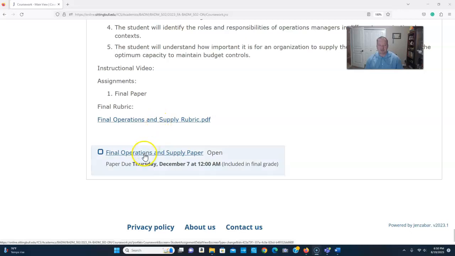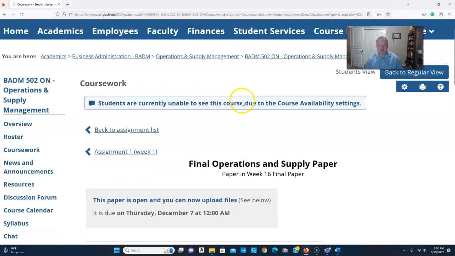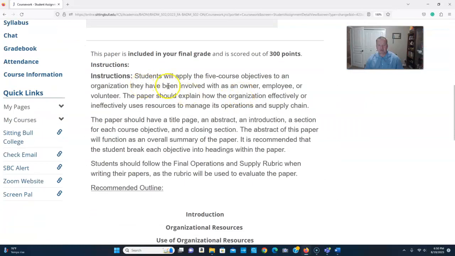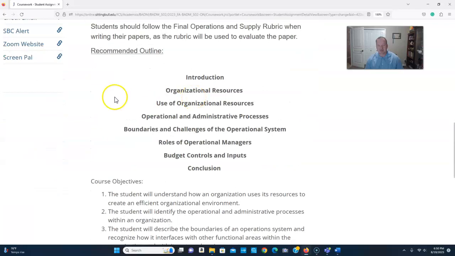So what am I looking for? I am looking for you basically to look at the 5 objectives and bring them into a paper. So we have an introduction, which will, all these will align with the rubric. So again, really encourage you to print out that rubric.